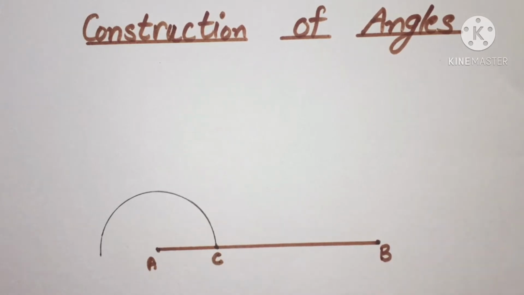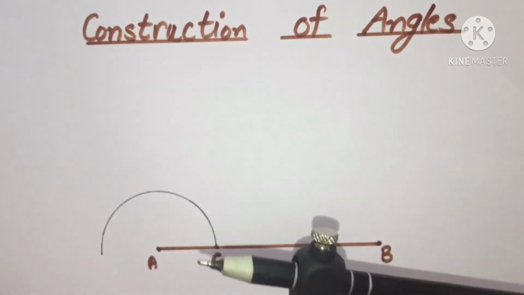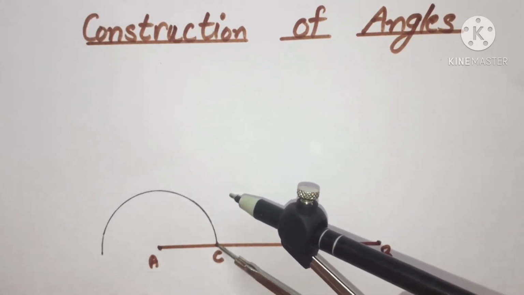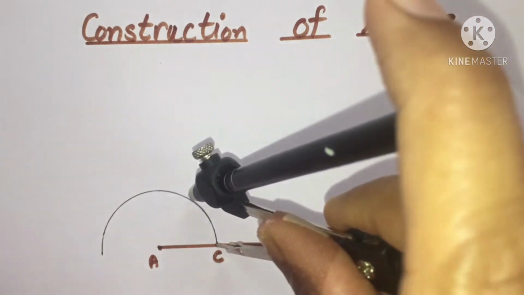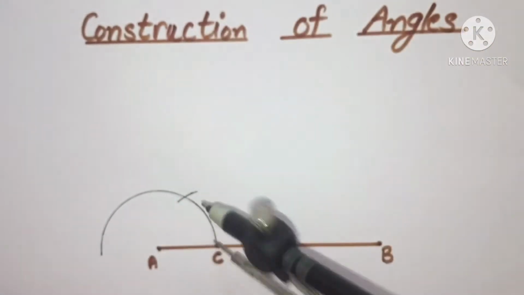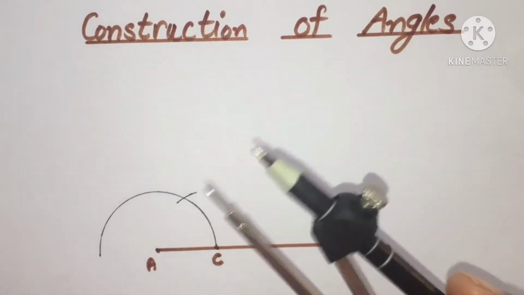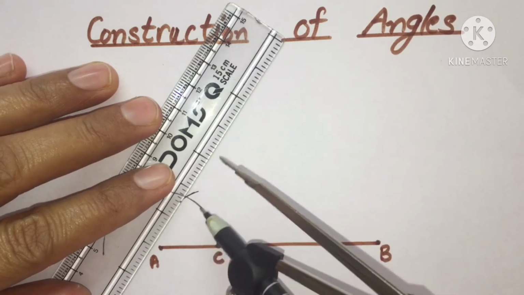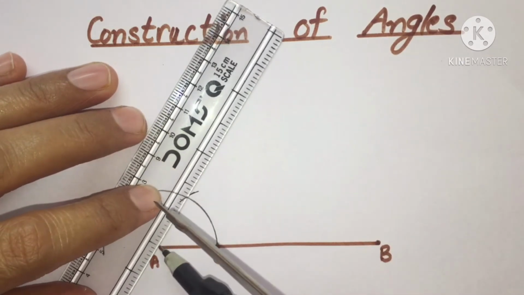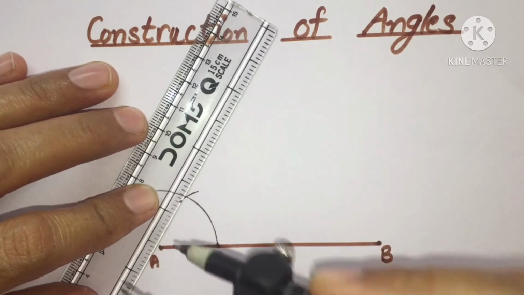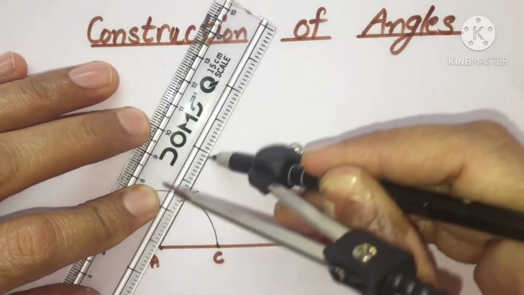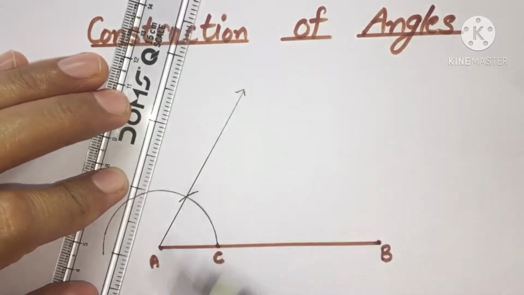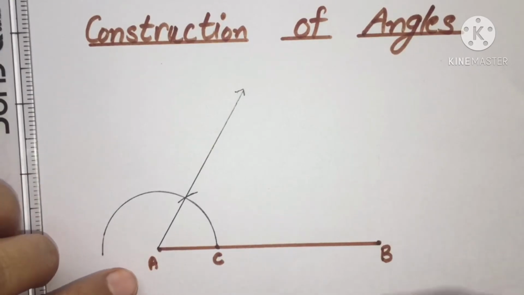so I can say that this is point C. Now take the compass and keep the sharp tip of the compass on this point C and draw one more arc like this. Then you have to join the intersection point of this small arc and the earlier big one with a line from A point. So this is your 60-degree angle.